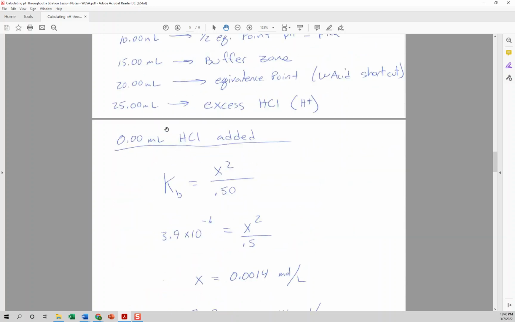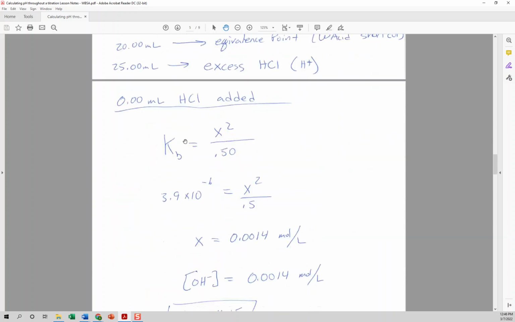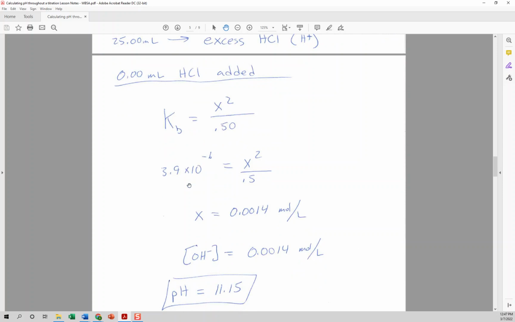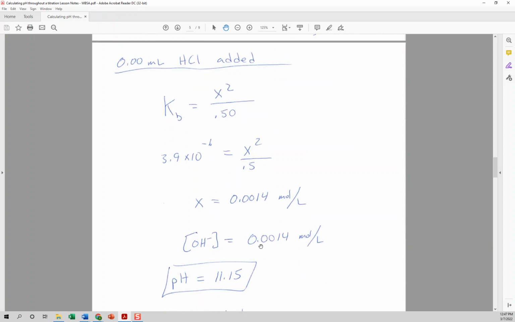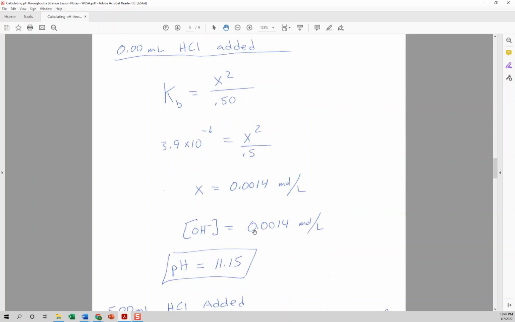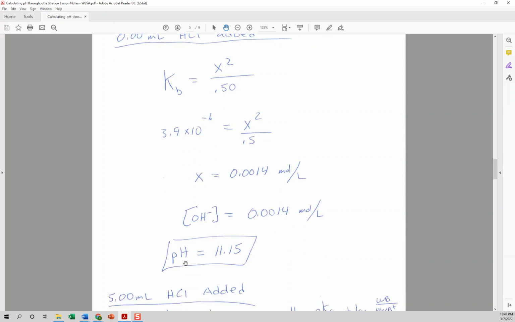All right, so again, with no HCl added, we just have a weak base shortcut. I'm going to say Kb equals x squared over 0.5. That was the molarity of our weak base, and that was the Kb of our weak base. I'm going to solve for x. Now remember, when you solve for x in a weak base shortcut, x is the OH minus concentration, okay? So 0.0014 moles per liter is our OH minus concentration. We take the negative log of that, and then subtract from 14 to get our pH. So the pH before we started the titration, with our weak base in solution, is 11.15.